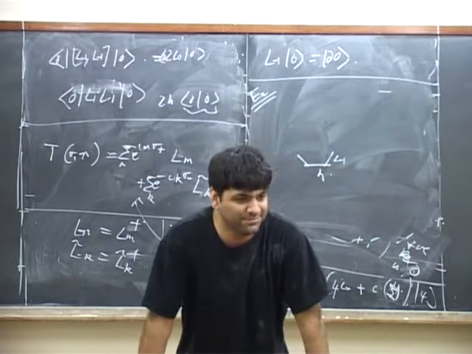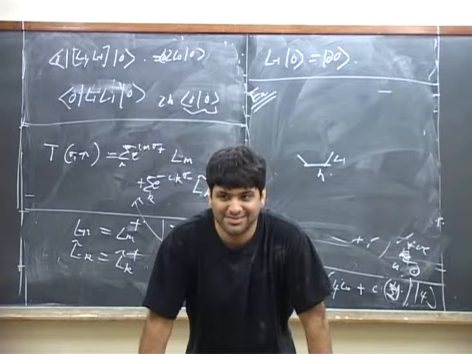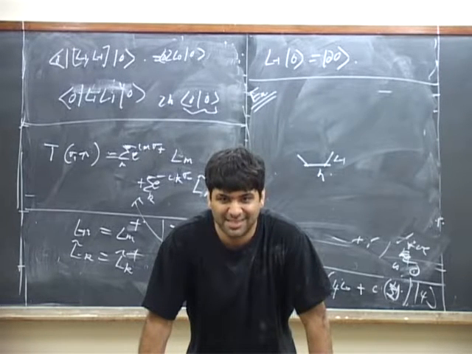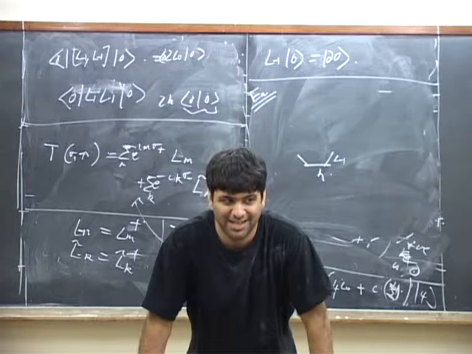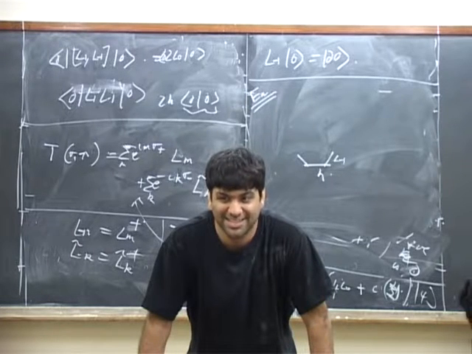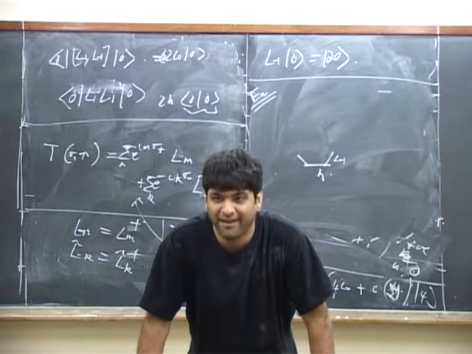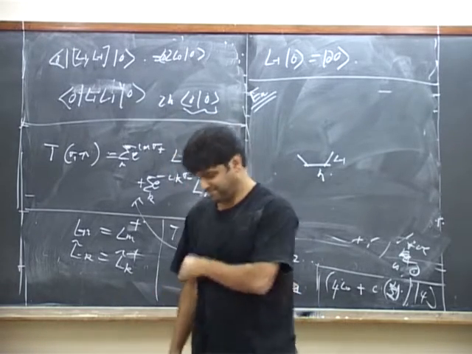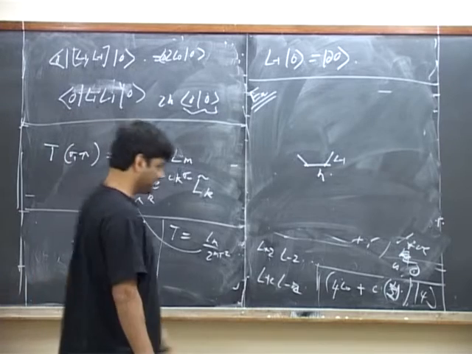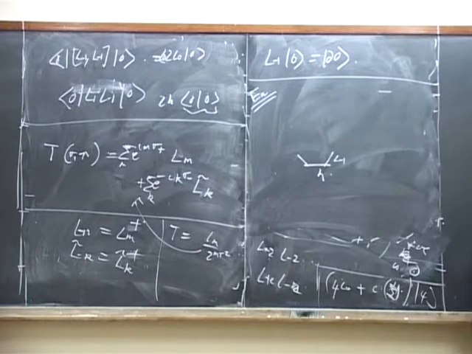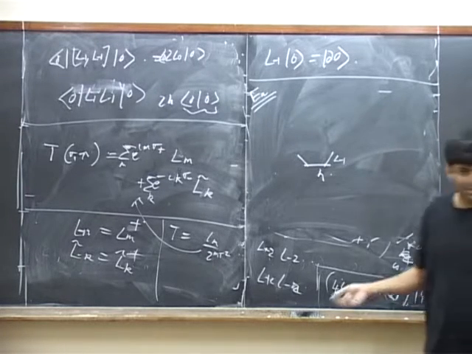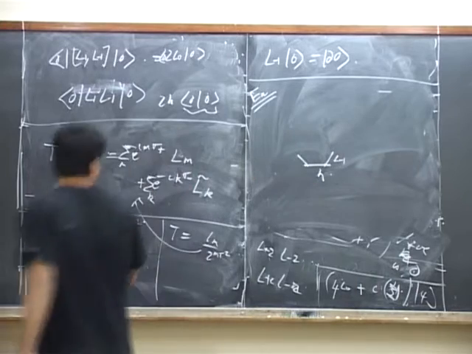Why? Somebody tell me. Because L0 is Hermitian, it will give rise to a commutation relation with L positive, acting on primary operators. That's one way of saying it. Of course, it's a very general statement that follows from general rules of quantum mechanics, which you can prove as follows.